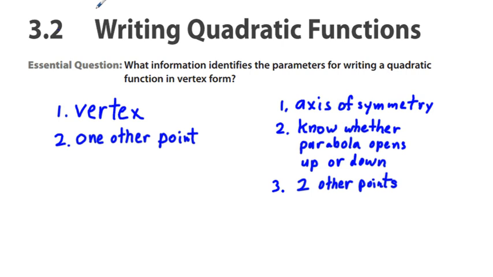Algebra 2, Chapter 3.2, Writing Quadratic Functions. We have our essential question: what information identifies the parameters for writing a quadratic function in vertex form?